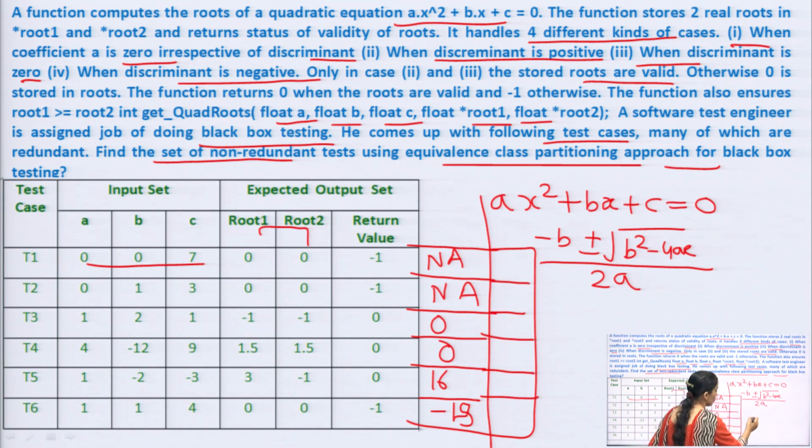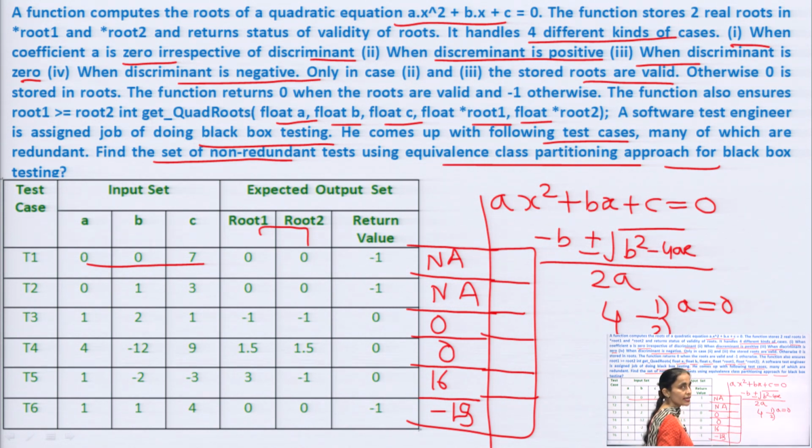Here I can make 4 equivalence classes: one when A is 0; the second when the discriminant, that is b square minus 4ac, is positive; the third when b square minus 4ac is 0; and the fourth when it is negative. Accordingly, I will write here the first equivalence class, which comes into T1, then T3, T2 and T4.